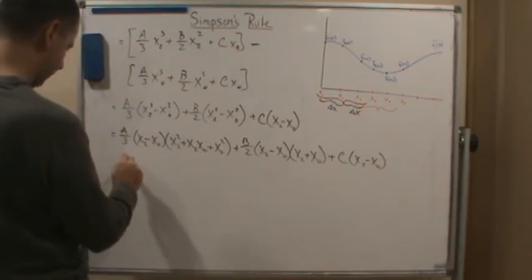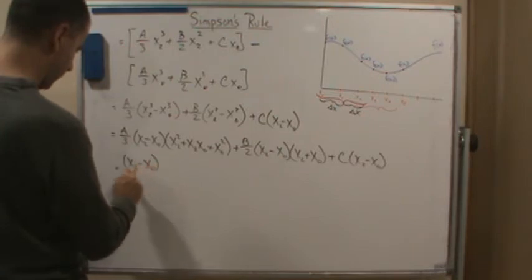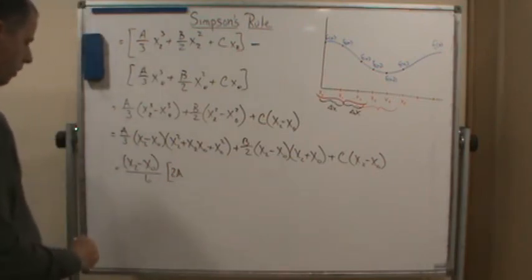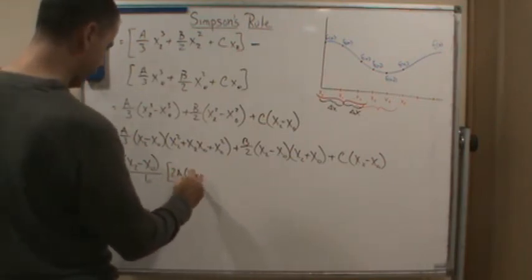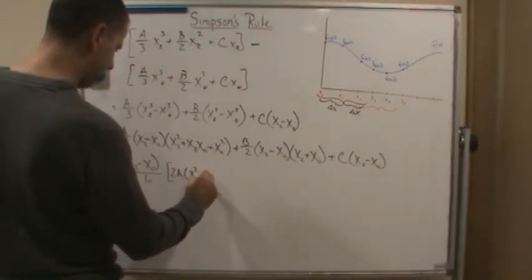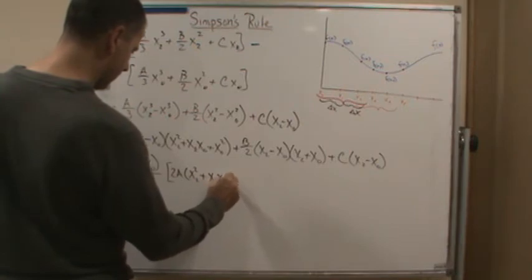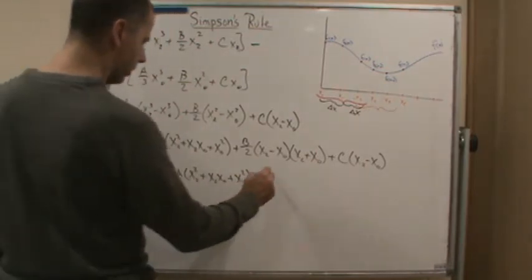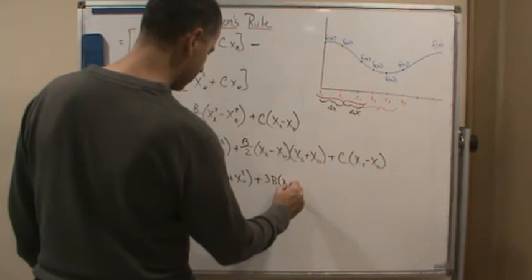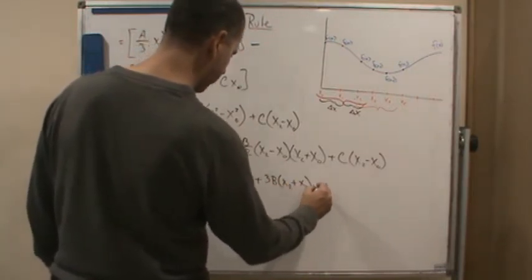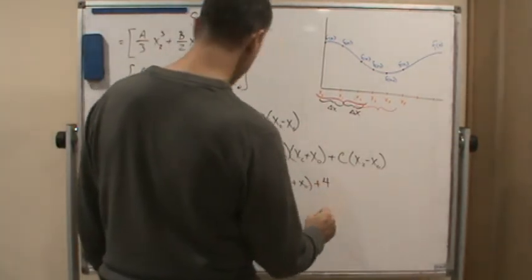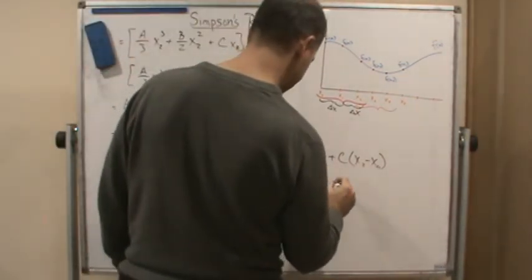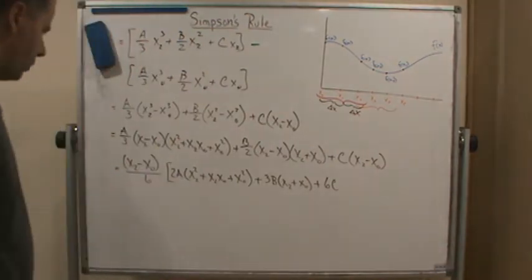So I'm going to factor out the x2 minus x0 over 6, and that leaves me with 2a times x2 squared plus x2 x0 plus x0 squared plus 3b times x2 plus x0 plus 6c, and that's it.